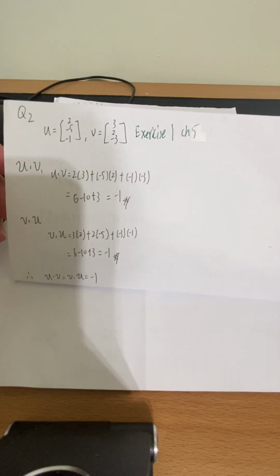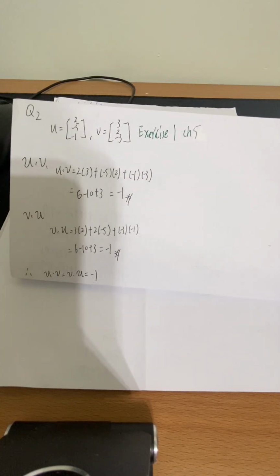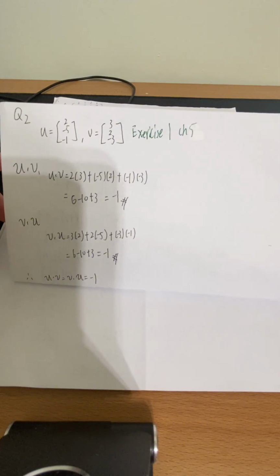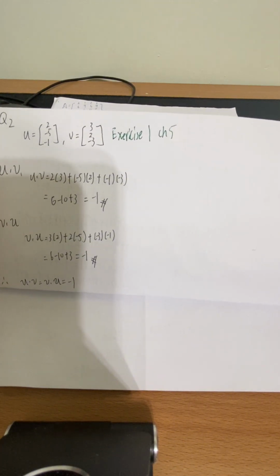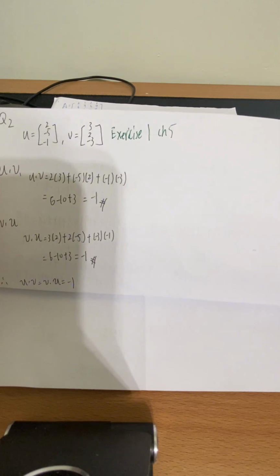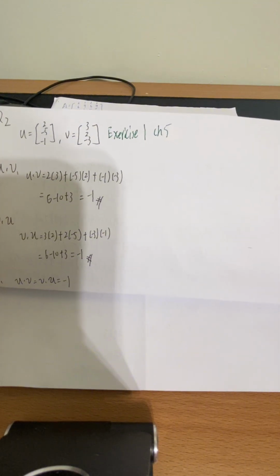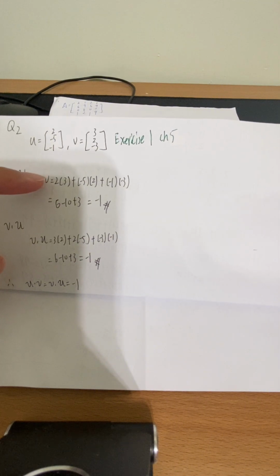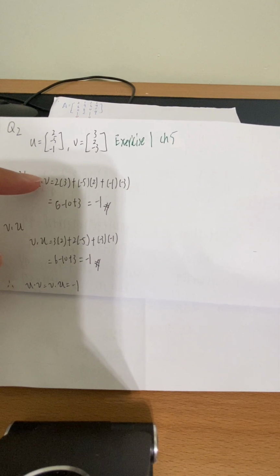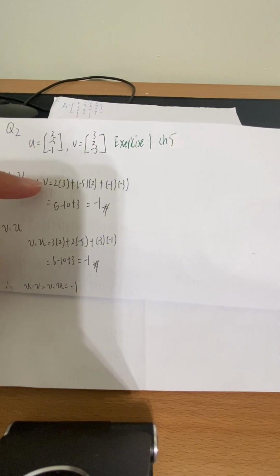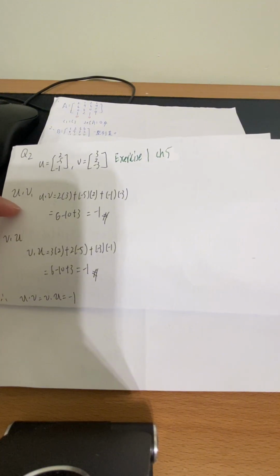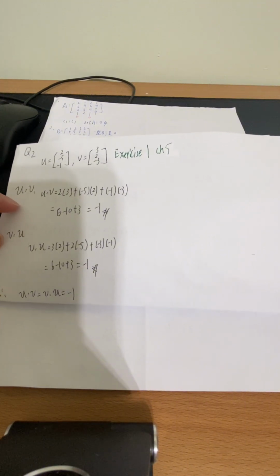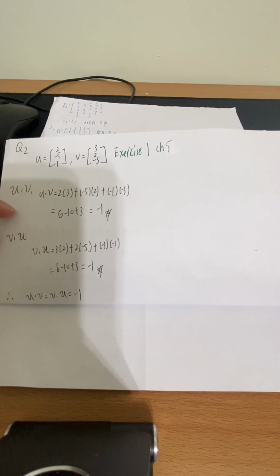Question 2, Chapter 5, Exercise 1. In this exercise, we are asked to find the dot products U·V and V·U. The dot product is calculated by multiplying corresponding components and then adding them together. So 2 times 3 plus negative 5 times 2 plus negative 1 times negative 3. This equals 6 minus 10 plus 3, which is negative 1. Therefore, U dot V equals negative 1.